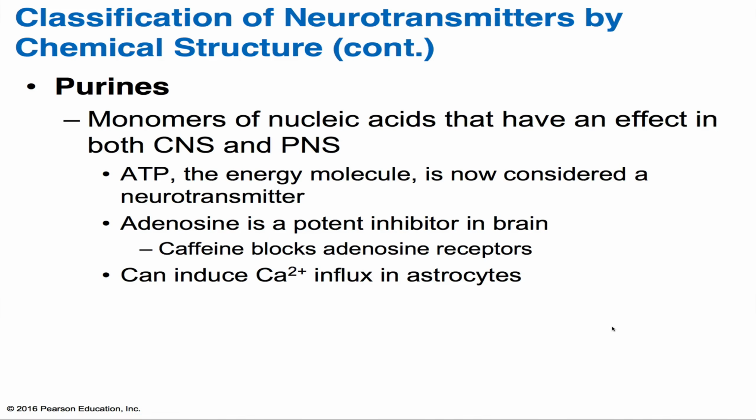Aside from the neurotransmitter actions of ATP, adenosine, which is part of ATP, also acts outside of the cell on adenosine receptors. Adenosine is a potent inhibitor in the brain, and caffeine's stimulatory effects result from its block of these adenosine receptors.